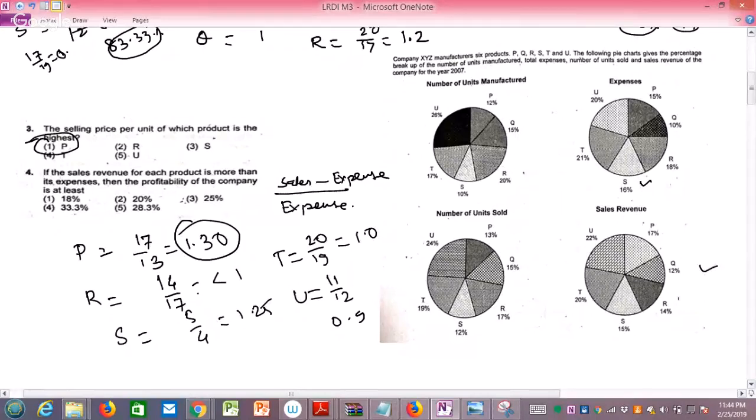And for the company for which expense is more but sales revenue is less, I mean expense should be the maximum and sales revenue the minimum, for that profitability will be less. So check here: U is 20 and 22, around a difference of 2, at most 2. P is 15 and 17, T is 20-21, S is 16 and 15.